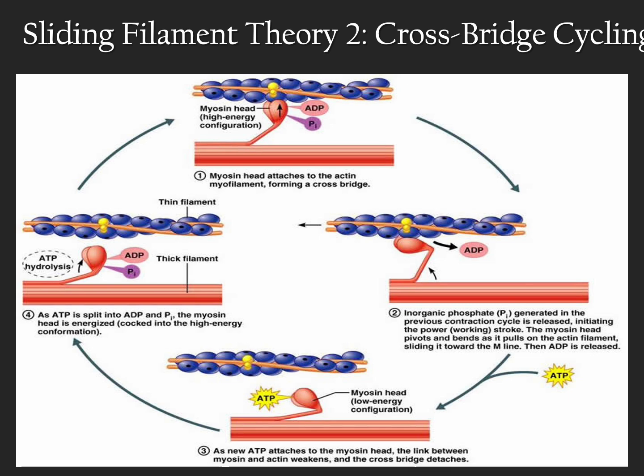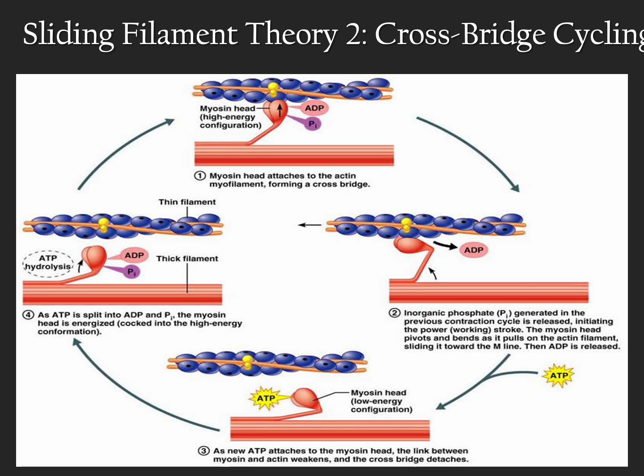All right, so let's break this down. Number one, the myosin head attaches to the actin myofilament, forming that cross-bridge interaction. The myosin head is in a high energy configuration. We have the ADP and Pi because we released one of the phosphate molecules in order to attach. Now in step 2, we're going to use the ADP, and it's going to allow us to generate that power stroke that allows the actin to pull on the Z line to move towards the M line. We're then going to need a new ATP to attach to that cross-bridge interaction to allow the myosin head to detach from the actin.